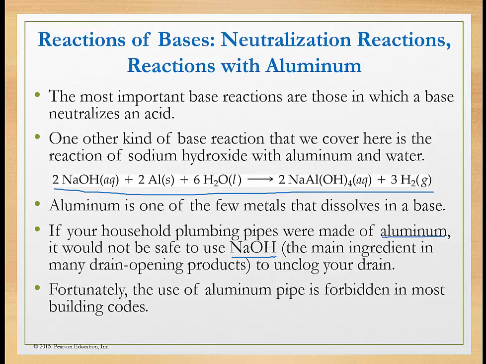We'll talk about strong and weak acids and bases, but you wouldn't want to use that because it would dissolve your aluminum pipes. You end up getting this sodium aluminum hydroxide compound, which dissolves readily in aqueous solution, and you get hydrogen gas out of that. For this reason, the use of aluminum pipe and aluminum joints for buildings is forbidden by most building codes, just because it doesn't have that durability if you were to use these typical cleaners that are basic.